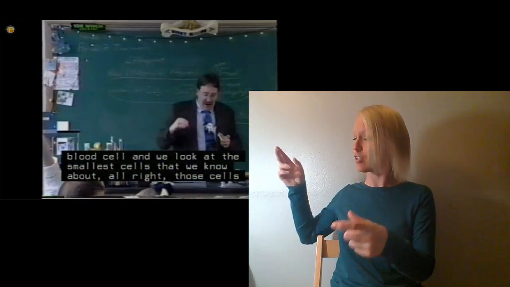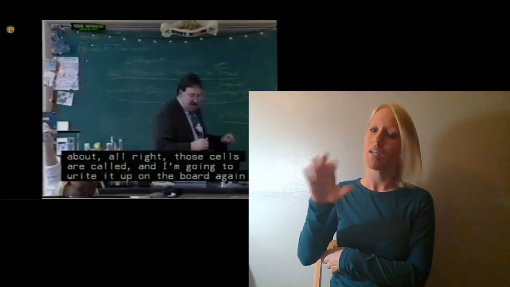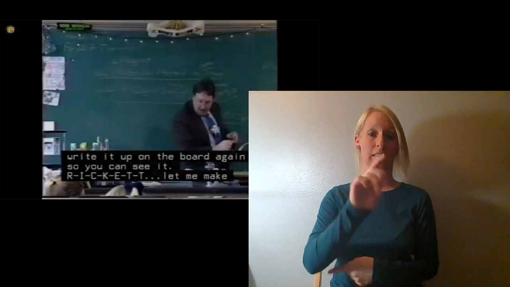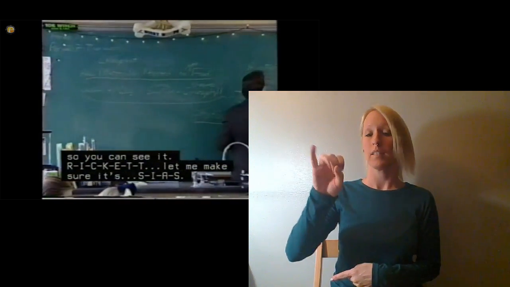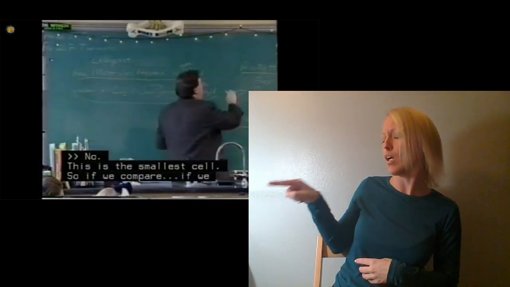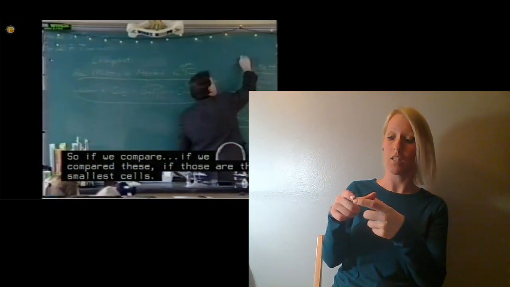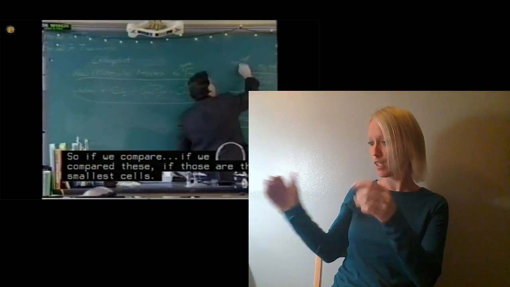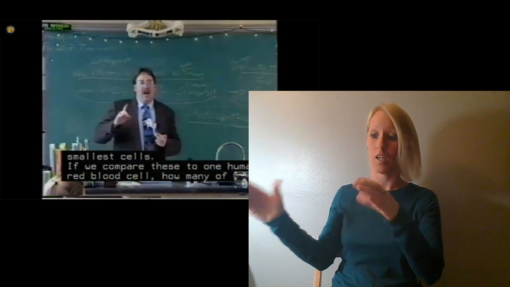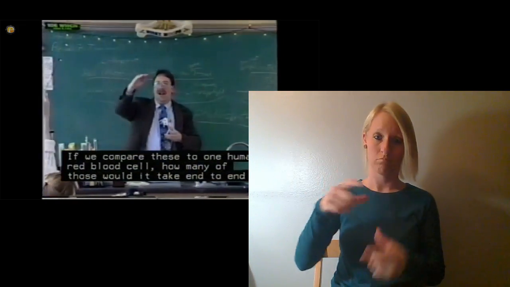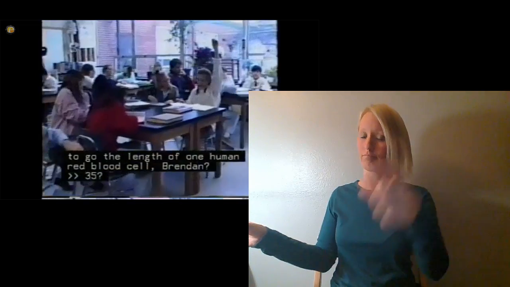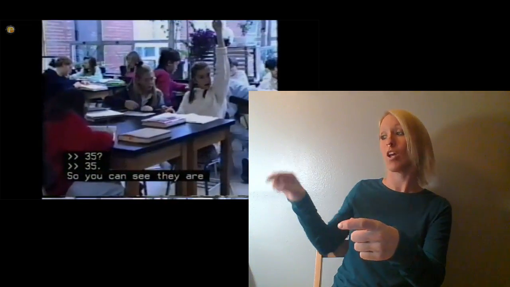Then if we take one red blood cell and we look at the smallest cells that we know about, those cells are called, and I'm going to write it up on the board again so you can see it, rickettsia. I want to make sure it's spelled correctly. No, this is the smallest cell. If we compare these to one human red blood cell, how many of these would it take end to end to go the length of one human red blood cell? Brendan? 35. So you can see they're incredibly small.